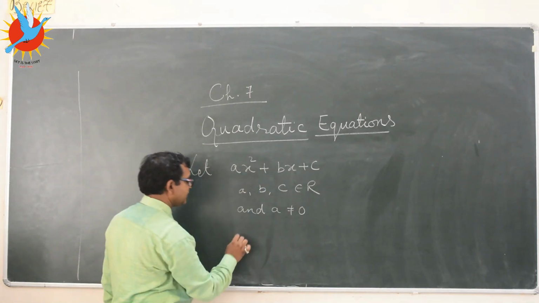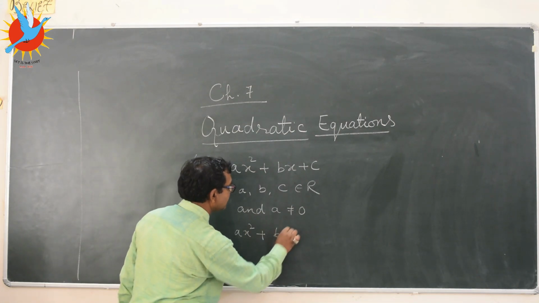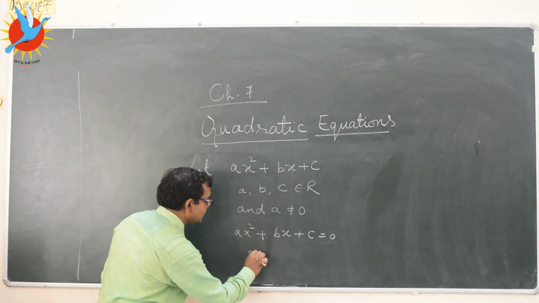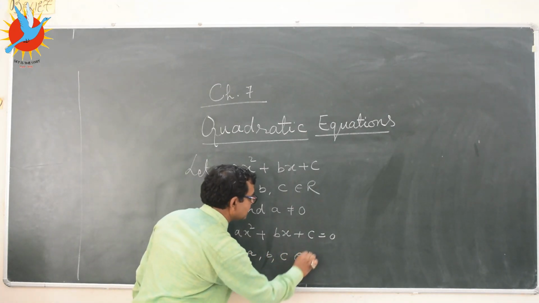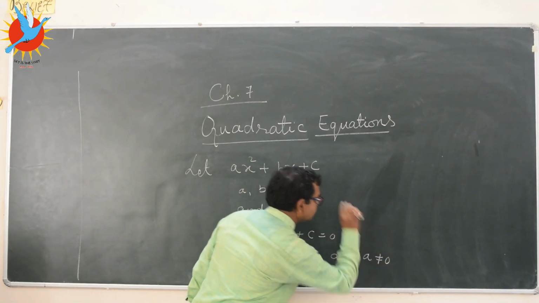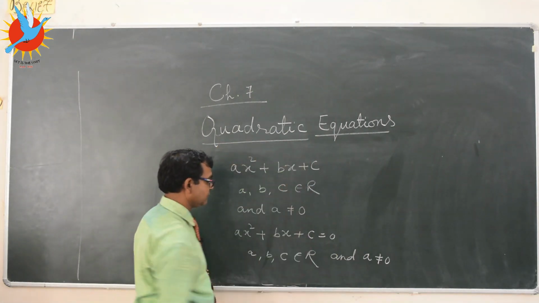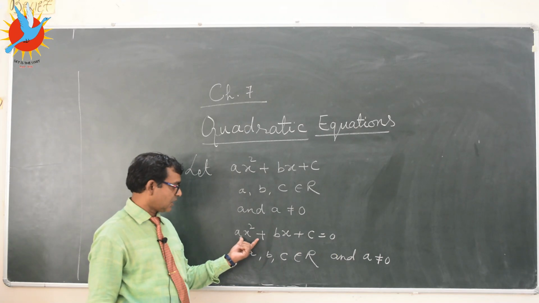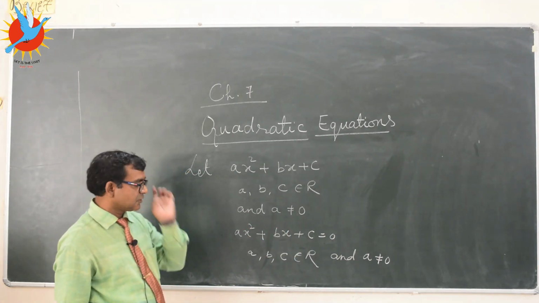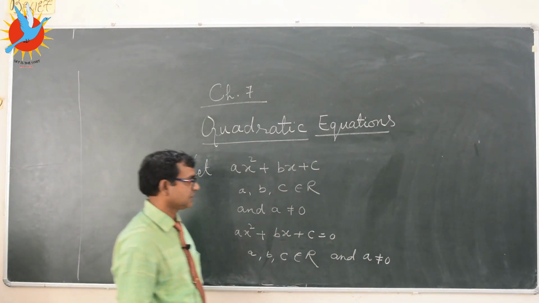And when this quadratic polynomial is equated to 0, that is ax square plus bx plus c equal to 0, where a, b, c belong to real numbers and a is not equal to 0, then this equation is called a quadratic equation. Now you have to learn how to solve this quadratic equation. The solution of a quadratic equation entirely depends on the values of a, b and c. Let us take some examples.